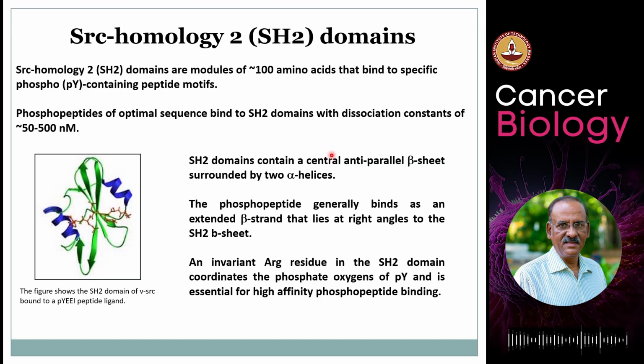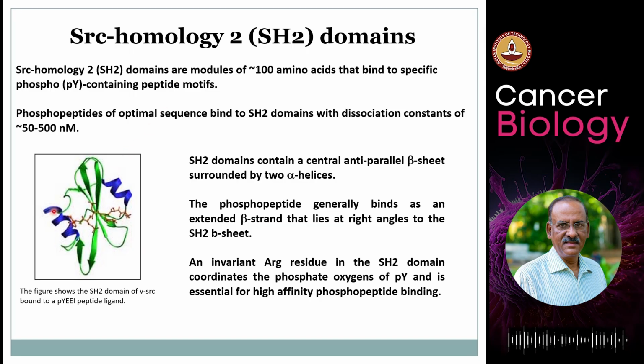In this case, the arginine residue in the SH2 domain is positively charged, and this makes an ideal situation to interact, because there is one side positive charge, another side negative charge, so they will be able to easily interact. The other thing that you have to remember is that these modules, or domains, are usually about 100 amino acids. In this case, they bind to specific phosphotyrosine containing residues or peptide motifs. I have already told you the dissociation constants are about 50 to 500 nanomolar.